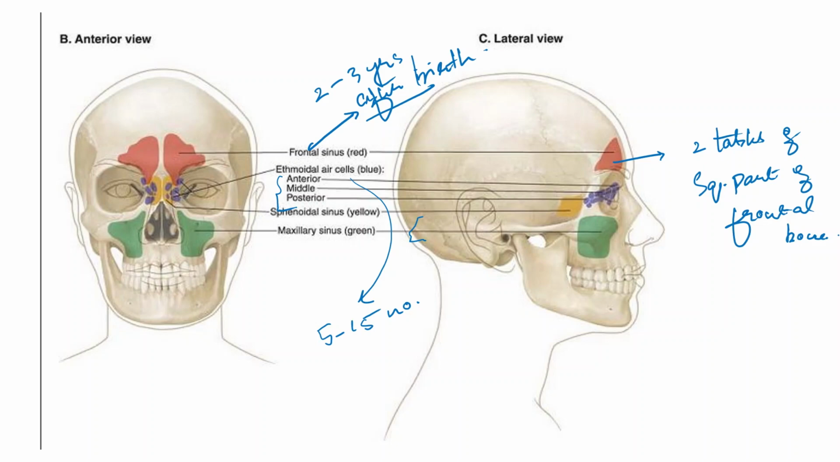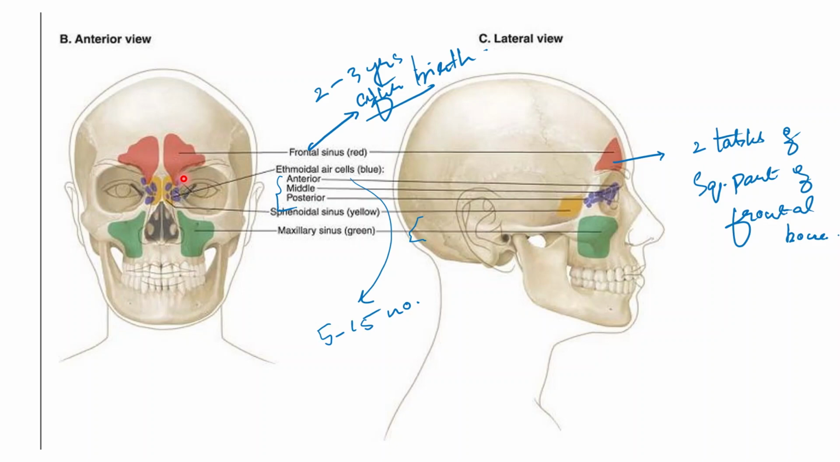I repeat, the location of the ethmoidal air sinus, as we can see here in the frontal view, is between the lateral wall of the nose and the medial wall of the orbit. It is contained within the labyrinth of the ethmoidal bone. So this is about the ethmoidal air sinus.